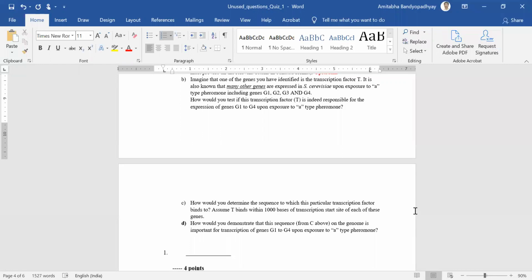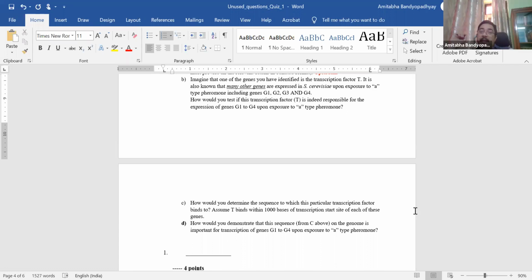Imagine then one of the genes you have identified is the transcription factor T. It is also known that many other genes are expressed in S. cerevisiae upon exposure to A-type pheromone, including genes G1, G2, G3, and G4. How would you test if this transcription factor is indeed responsible for the expression of genes G1 to G4 upon exposure to A-type pheromone?